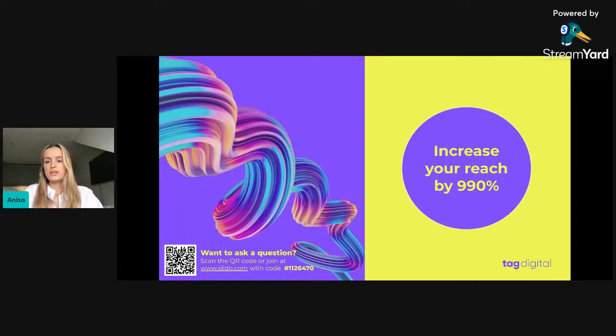Programmatic has proven to increase reach by 990% compared to running a display campaign on Google Ads. Programmatic advertising is one of the most impactful developments in digital marketing, and it enables us to advertise to specific users in specific contexts, which results in hyper-targeted, super effective ads. And we can do this by using banner ads, videos, and audio ads.